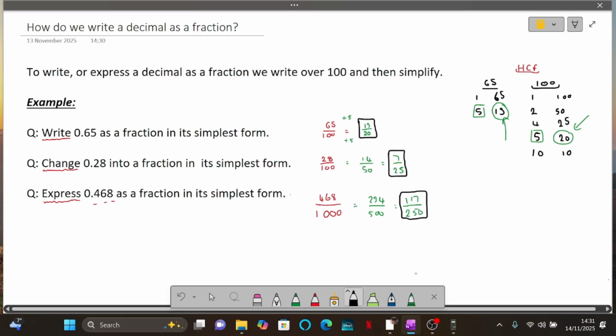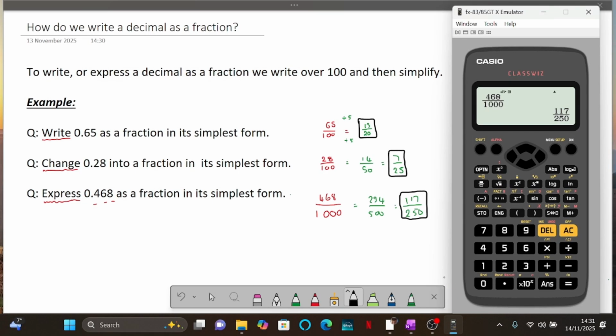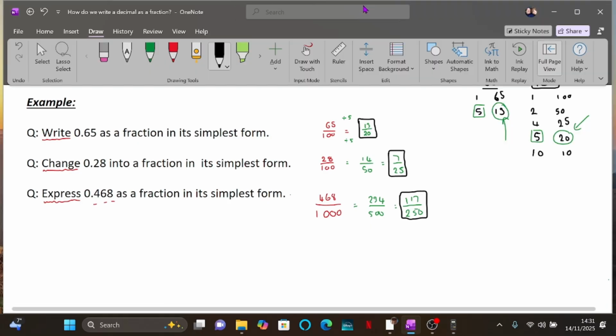Okay, and we can, of course, use your calculator to help you with this as well, folks, if you are in a calculator-based exam, or if you're in IGCSE exams, which are all calculators. Okay, and we can see that I've already typed this one in there. 468 over 1000. Your calculator will simplify this fraction for you. All right, so if you're in a calculator exam, please do get familiar with using that fractions button. It's going to be quite a helpful piece of knowledge to walk into the exam with.